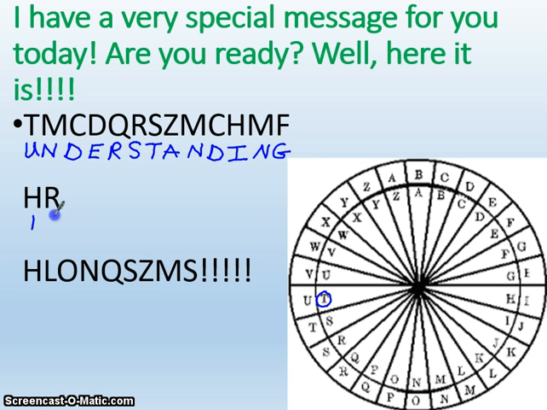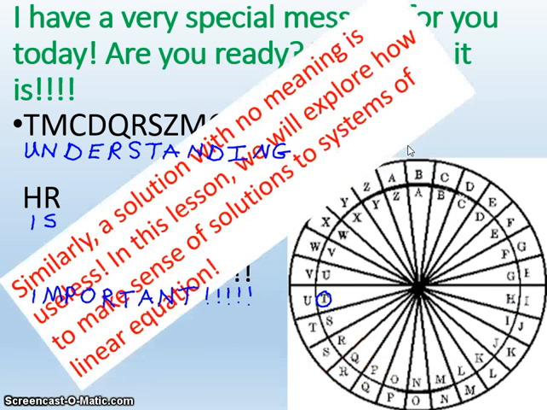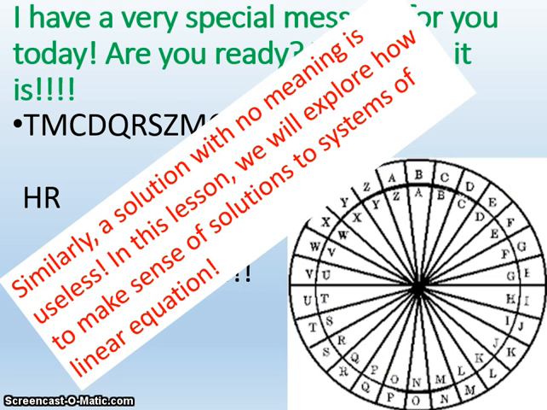H is an I, R is an S, H is an I, L is an M, O is a P, N is an O, Q is an R, S is a T, Z is an A, M is an N, and S is a T. For you see, understanding is important. And if you don't know how to interpret a message, if you didn't know that I was really writing the letter before what I meant, then you had no understanding of my message. Similarly, a solution with no meaning is useless. In this lesson, we're going to explore how to make sense of solutions to systems of linear equations.